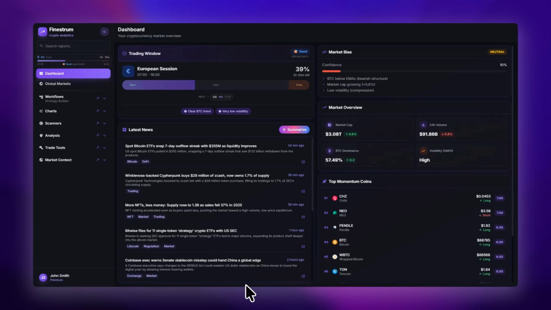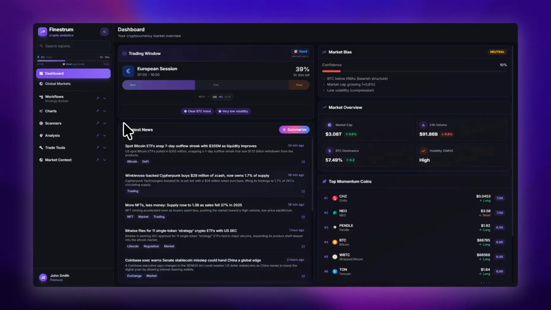Now let's take a look at the Global Markets module, one of the most important sections in Finestrum for understanding macro conditions across regions. This view helps you understand where global capital is flowing, how risk is priced across markets, and how that context affects crypto and short-term trading decisions.